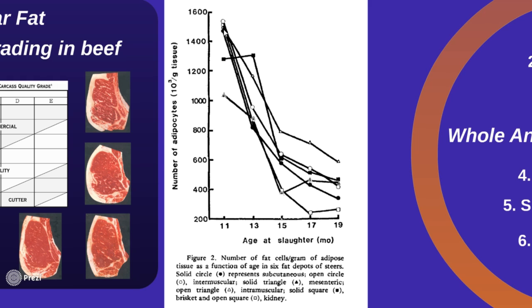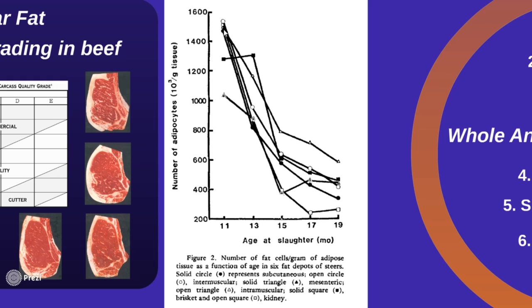And this is the number of adipocytes present at the age of slaughter. So this is going to represent the quantity of cells. But if we look at this, since it's a density or a number of cells per gram of tissue, this is also relating to the size or the filling.